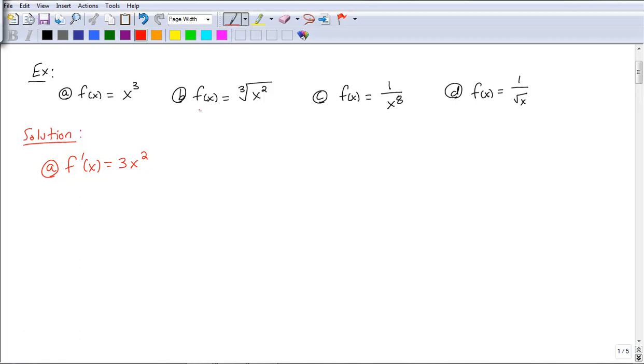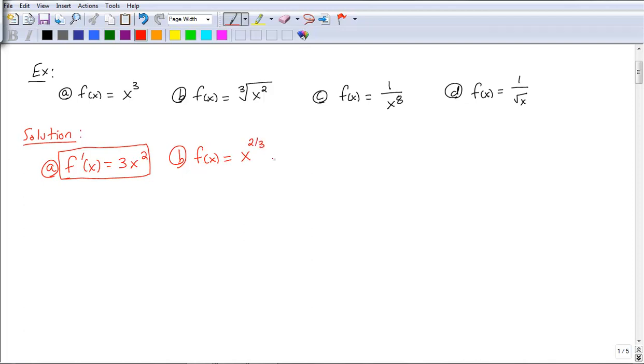Now the next one, b here, is the cube root of x squared. The trouble with b is it's not written as a power. So before I can find the derivative of b, I have to write that as a power of x, and x has to be in the numerator, it can't be in the bottom of a fraction. So the way you write a root and a power, the way we put this together, is we can rewrite f of x as x to the 2/3 power.